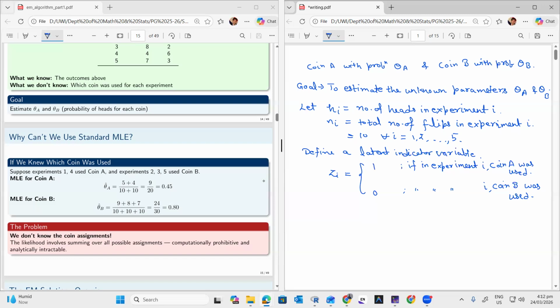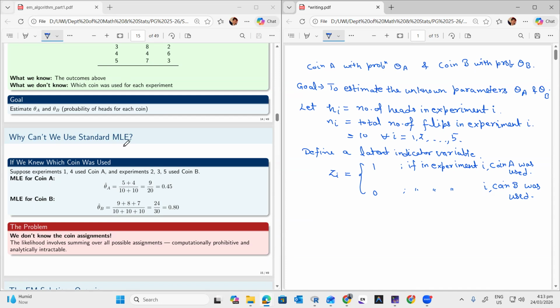Here I just explain why we can't use the standard MLE. Before introducing EM, it will be useful to see what would happen if we knew in which experiment which coin was used. Suppose, for example, that in experiments 1 and 4 we use coin A, and in experiments 2, 3 and 5 we use coin B. Then easily we can find the MLE of theta A and theta B.